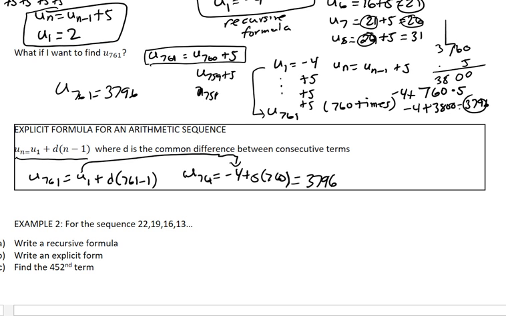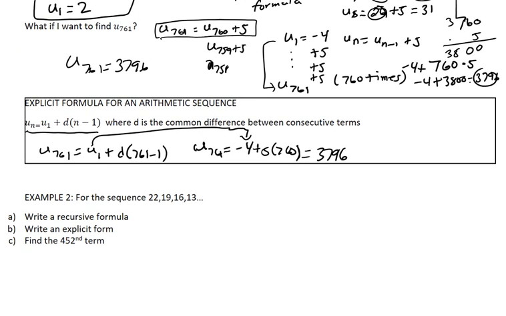Alright, so here's another example. For the sequence 22, 19, 16, 13, we want to write a recursive formula, an explicit formula, and then find the 452nd term. Okay, so here's our solution to that.